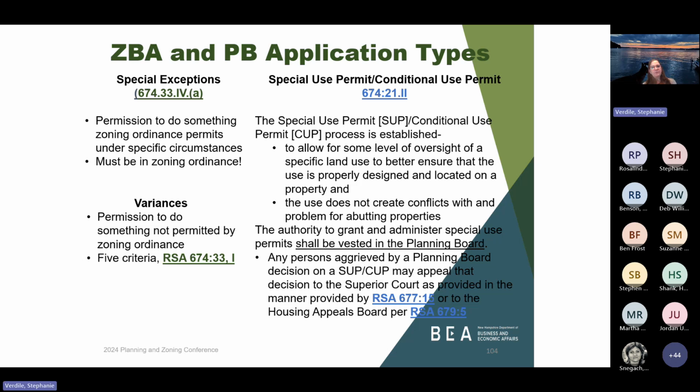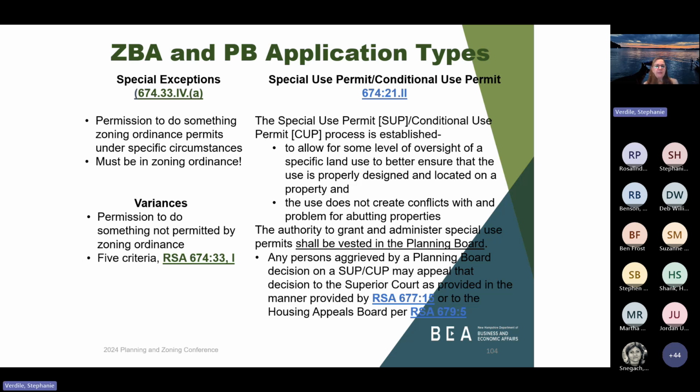So that's where it becomes confusing: even though it's in the zoning ordinance for a special use permit or conditional use permit, which are the same thing, the authority is given through the planning board. So that's why there is some confusion with people, and boards think that if it's in the zoning ordinance, then the zoning board has jurisdiction over it. Well, that may be true unless it's a special use permit or a conditional use permit.